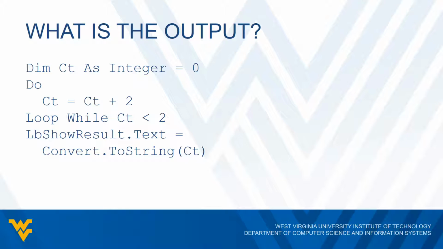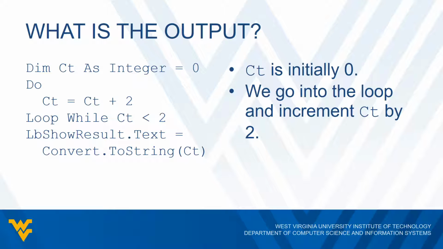Here's another example of a post-test do-while loop. So take a look at this and see if you can figure out what the output's going to be. In this case, CT is initially 0 again. We're going to go into the loop, and we'll increment CT by 2. Nothing really different from what we've seen before.